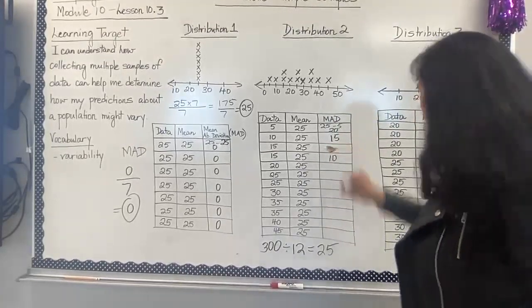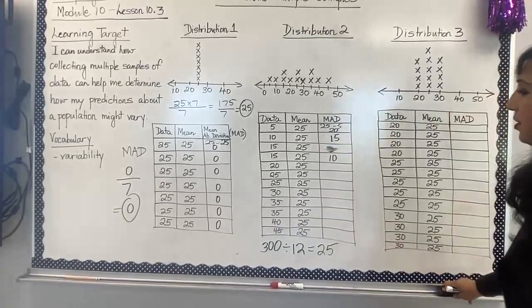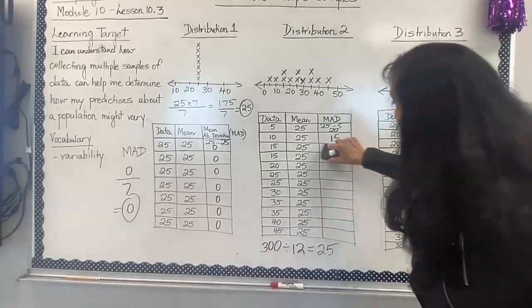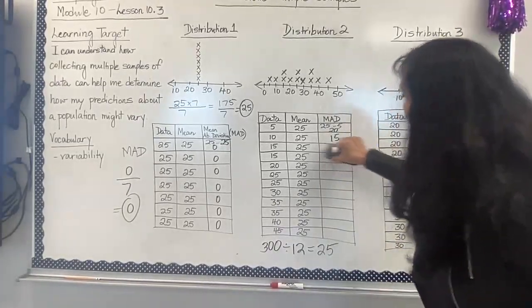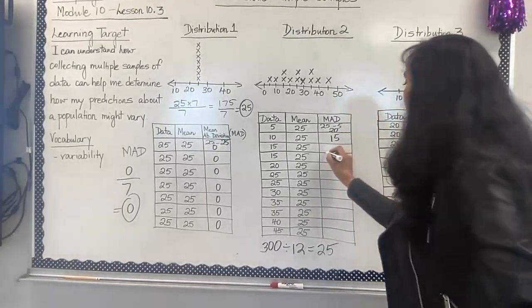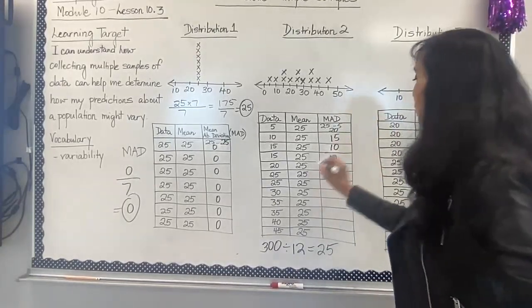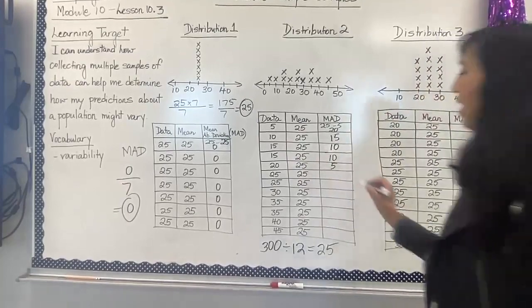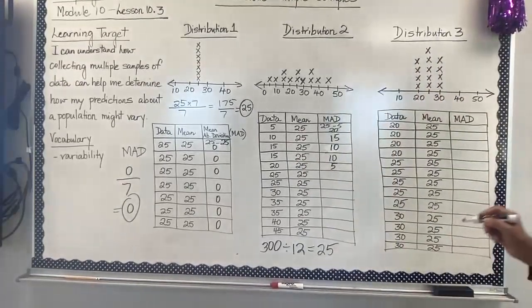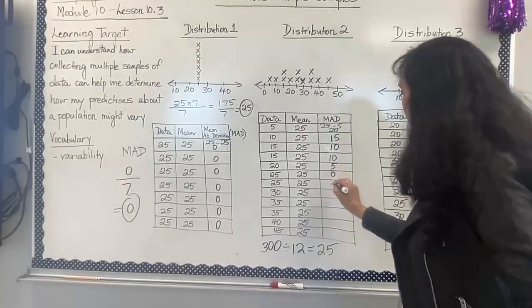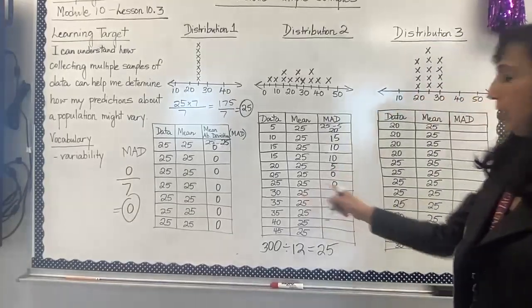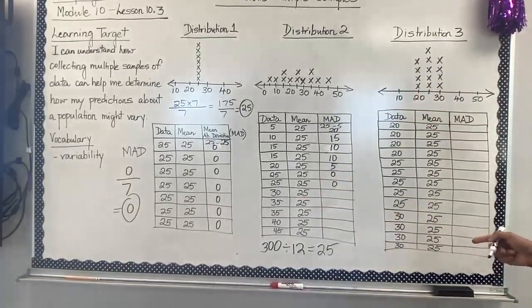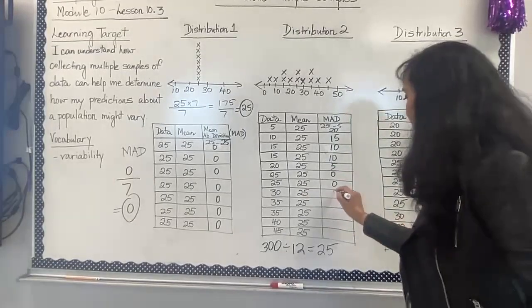Okay, and then we have 25 minus 20 after that. Yeah, let me fix this. And 25 minus 15 is 10. 25 minus 20, so this gives me 5. And then I have 25 minus 25, that is 0, 0. And then 30 minus 25, and that gives me 5.